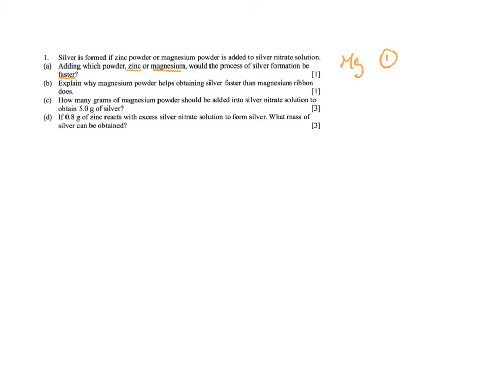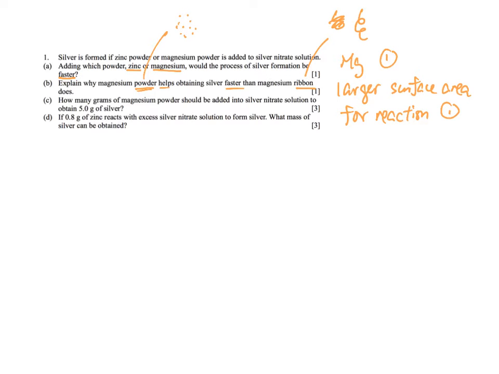Explain why the magnesium powder helps obtain silver faster than the magnesium ribbon. So you have to know that ribbon means just like a strip. Powder means very fine, small granules. So you'll find that powder will help the reaction go faster because we have a larger surface area for reaction. Therefore the speed of the reaction normally will be faster. So 1 mark for that. Remember, powder looks like this, ribbon is just like a strip.